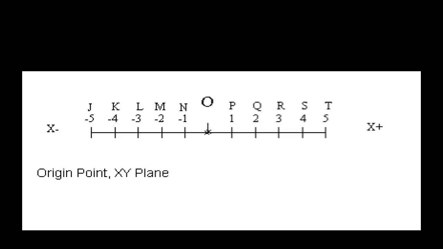Even though our line is somewhat arbitrary, by adding our hash marks at the inches, we now have a useful tool. We can use this to measure distance and direction from the origin point. For example, if you go out 3 inches to the right, you're at X3. But if you want to go 3 inches minus, then you have to move to the left to get to X minus 3.